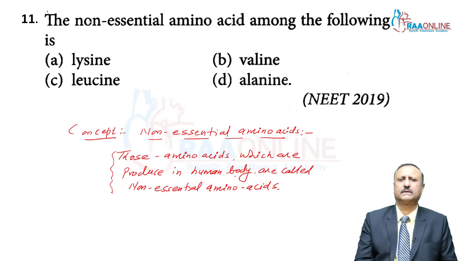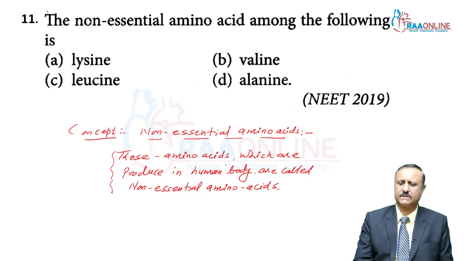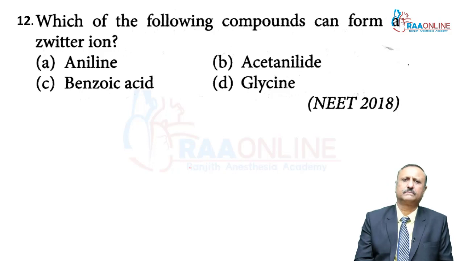So, you can see here which acid is produced in the human body. Question number 11, you can see in your notes and also in your NCERT books. You can see that alanine is the non-essential amino acid which is produced in our body. So, it is called a non-essential amino acid. Now, my dear students, question number 12, which of the following compounds can form a zwitter ion?